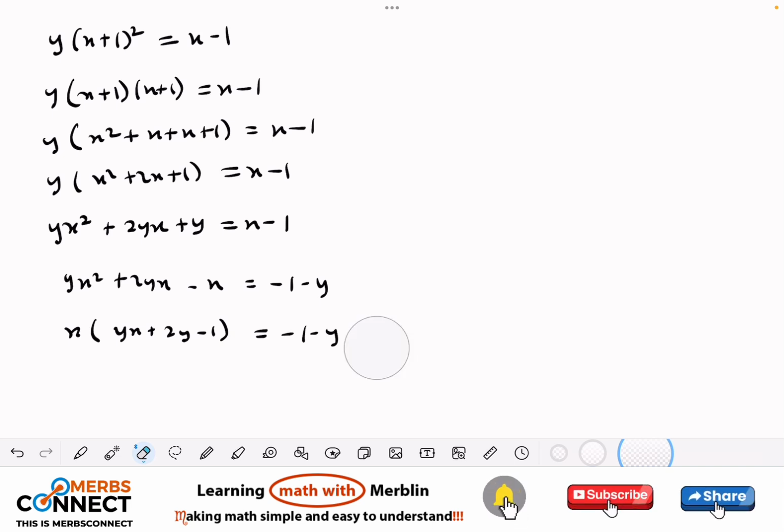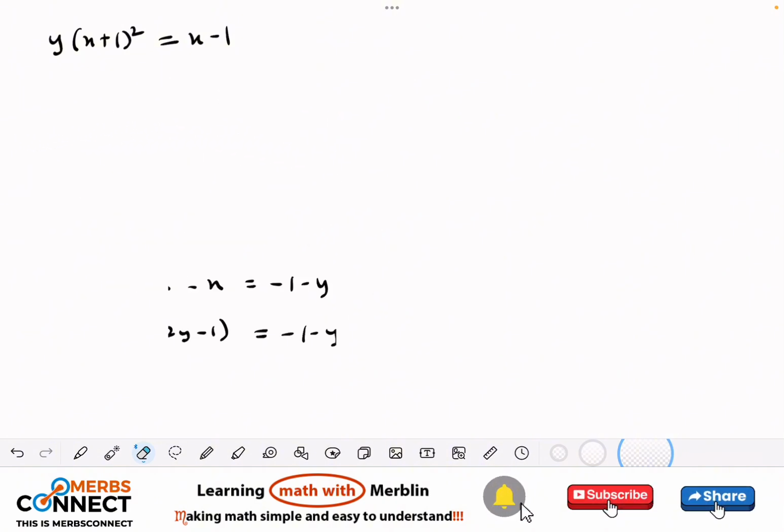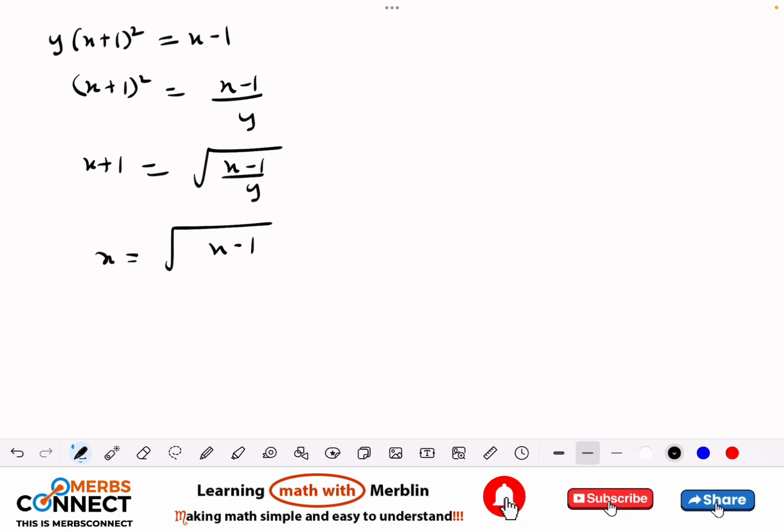I think so. Yeah. So here, I think the best way to do this is, when I get this one, I can make this one and have something like x minus 1 divided by y. Good. Then I'll take the square root. So this will be x plus 1 is equal to square root of x minus 1 divided by y. Good. Then my x will be equal to square root of x minus 1 over y minus 1. Good. So this is another way of doing it, right?